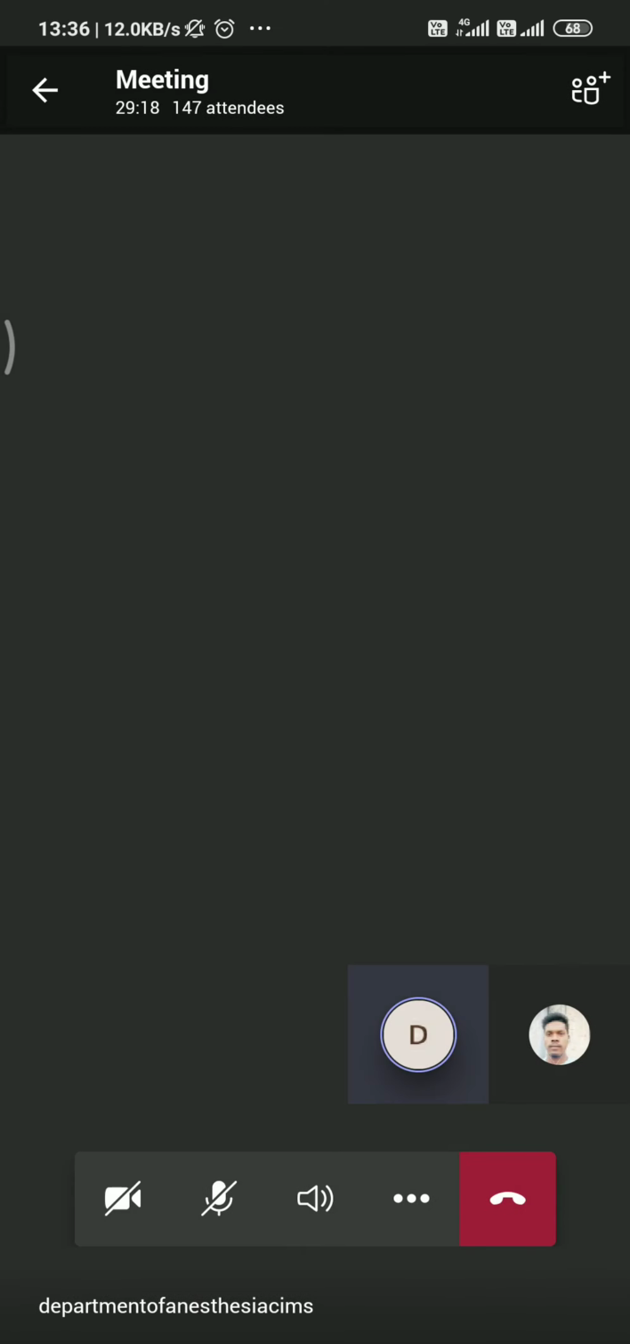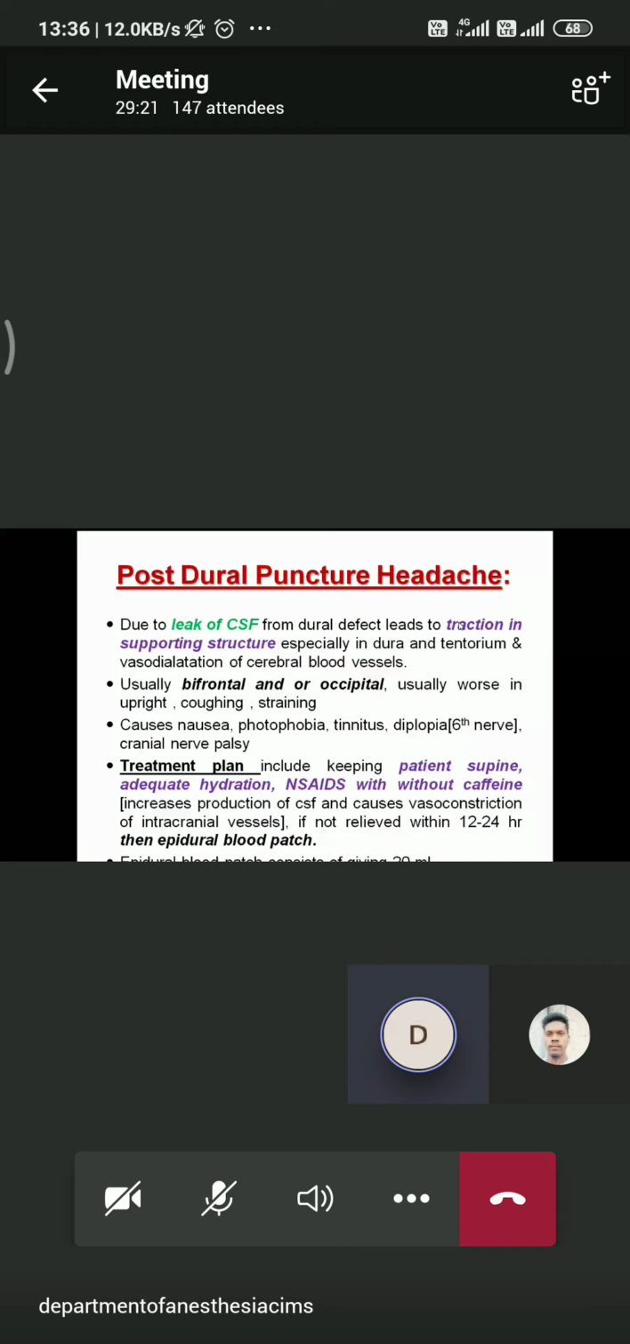Why does it occur? It occurs due to leakage of CSF from dural defects. It leads to traction on the supporting structures, especially the dura and tentorium, and vasodilation of cerebral blood vessels. It is presented as a bifrontal and occipital headache, usually worsened when the patient changes position, when upright, coughing and straining. It also causes nausea, photophobia, tinnitus, diplopia, and cranial nerve palsy.